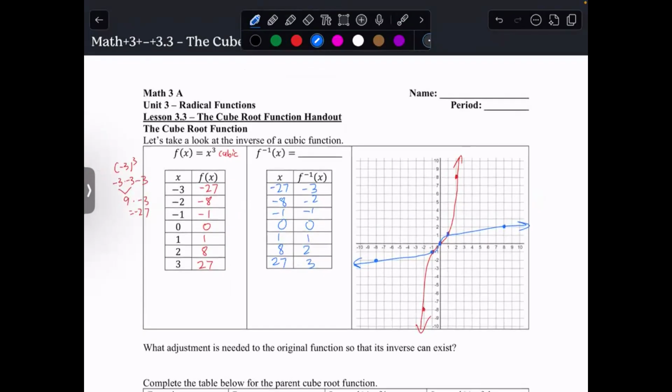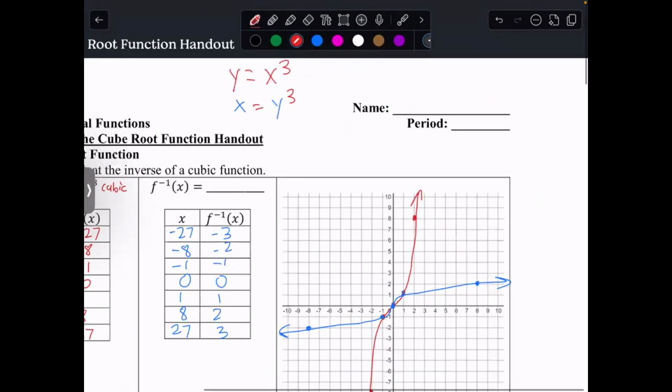Okay, so we started with, again, what's called the cubic function, y equals x cubed. We switch x and y. So to get the y by itself, we would do the inverse of cubing, which is cube rooting both sides of the equation. Okay, so yeah, this is called the cube root function.